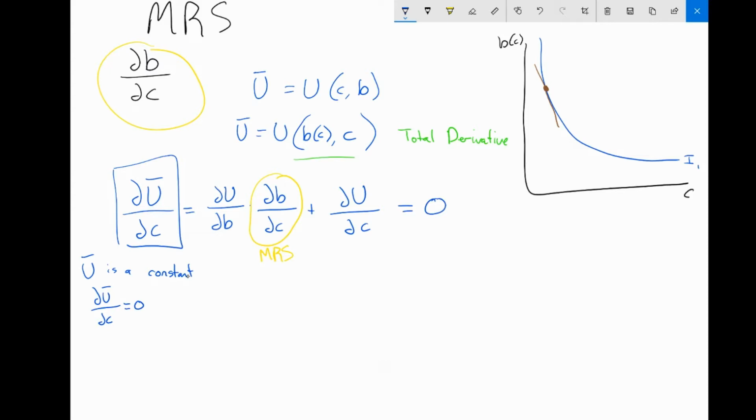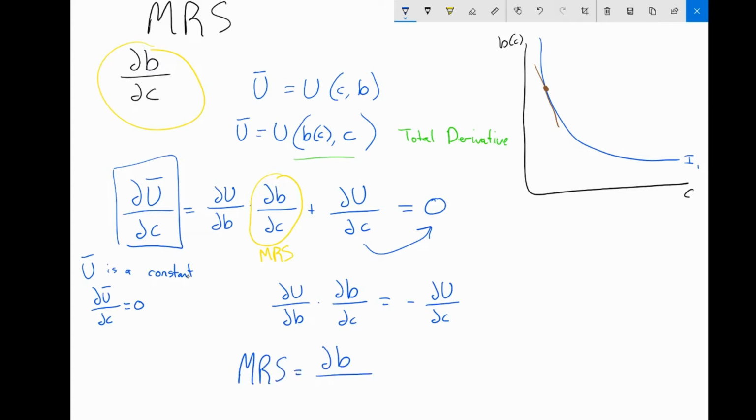So let's take this to the other side. So we'll do u_b times the derivative of b with respect to c equals negative the derivative of u with respect to c. Now divide both sides by this, and we will get the marginal rate of substitution equals the derivative of b with respect to c equals negative the derivative of utility with respect to c over the derivative of utility with respect to b.